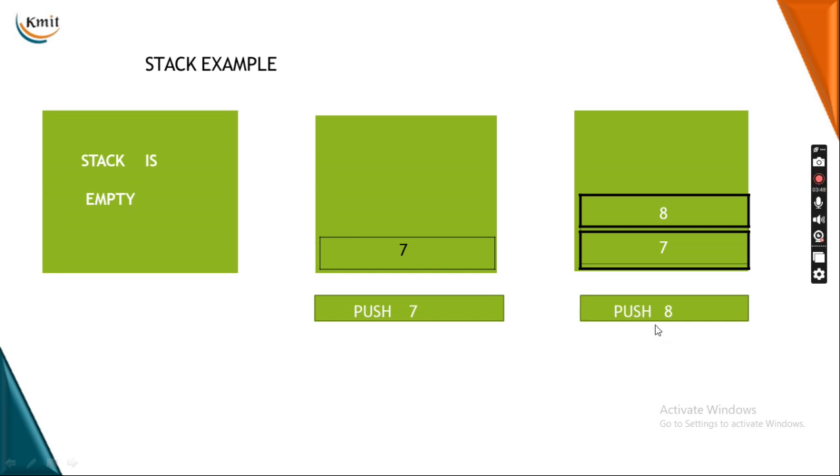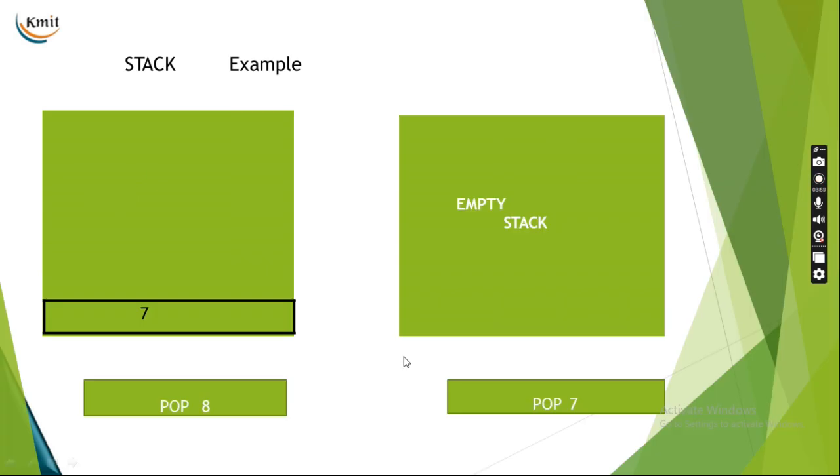Next we want to push 8, so it will push the 8 above the 7. Next we want to pop 8, which removes the 8. Now if you pop 7, it will again become an empty stack. So that is a simple example of how you use the stack with push and pop. Push adds an item to the top of the stack. Pop removes an item from the top of the stack.